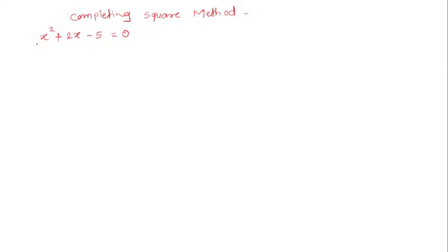And if it is not 1, then we have to make it 1, because without that we cannot use this method. So that is the condition only. Okay. Now, this equation has the coefficient of the first term 1.